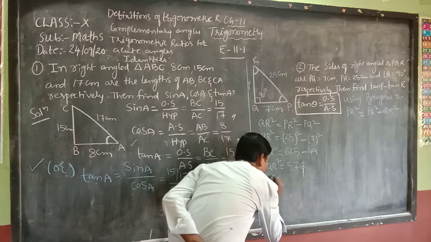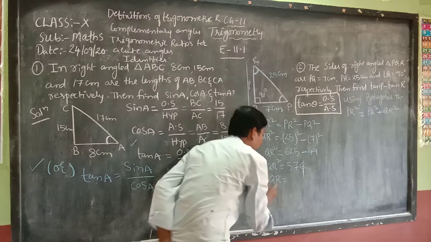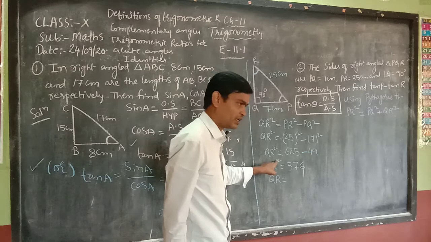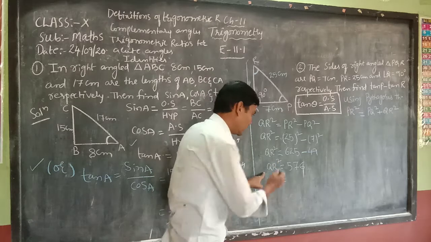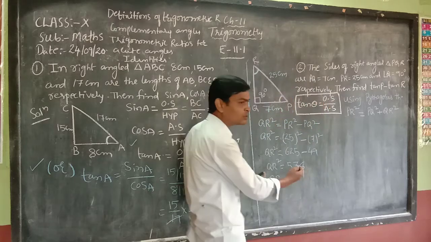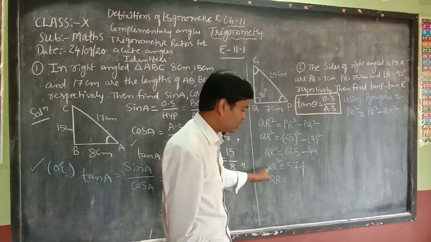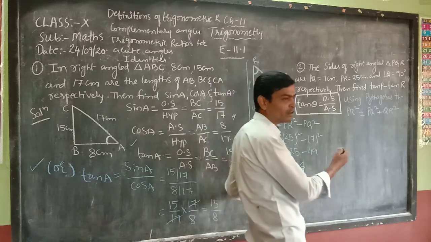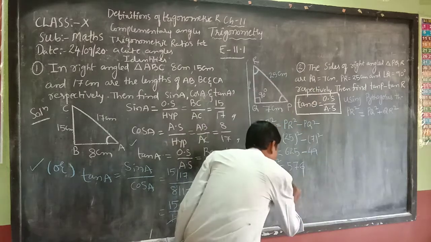576. Now we have to find QR. At LHS it is the square. If we take this square towards the RHS, then it will become square root.